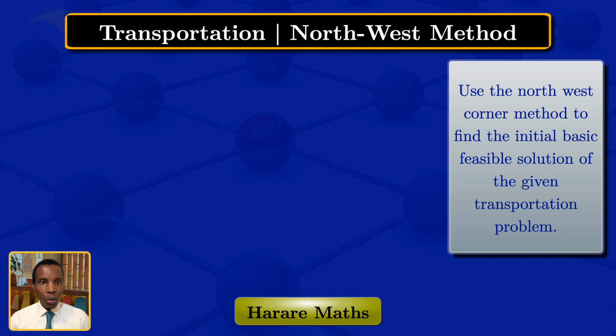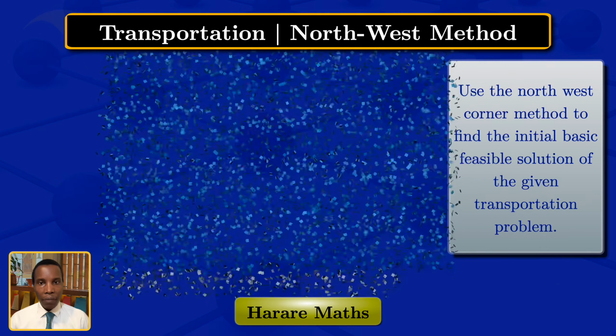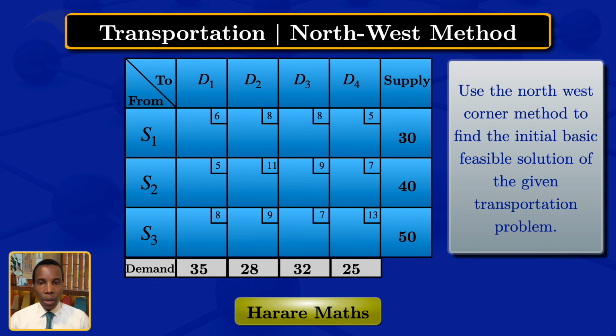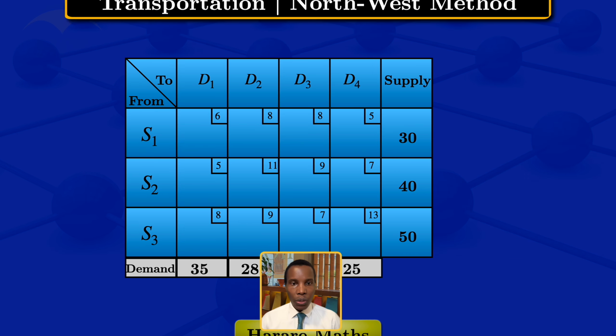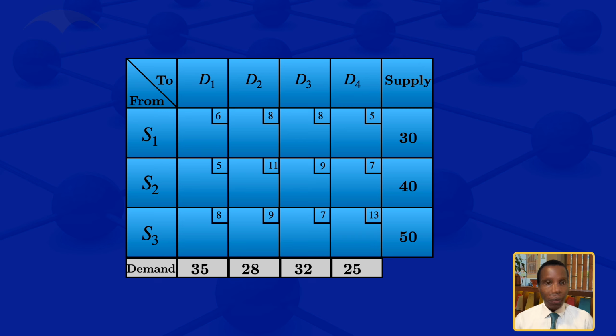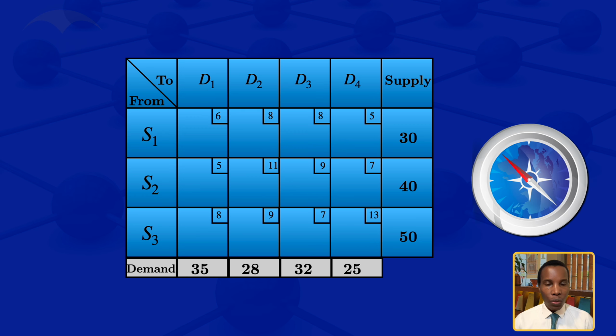I'm going to use the northwest corner method to find the initial basic feasible solution of this given transportation problem. S1, S2, and S3 are the sources, D1, D2, D3, and D4 are the destinations. So to use the northwest corner method, we start at the top left corner, and that is the northwest corner. If you are looking at our compass here, the northwest corner is the top left-hand corner.